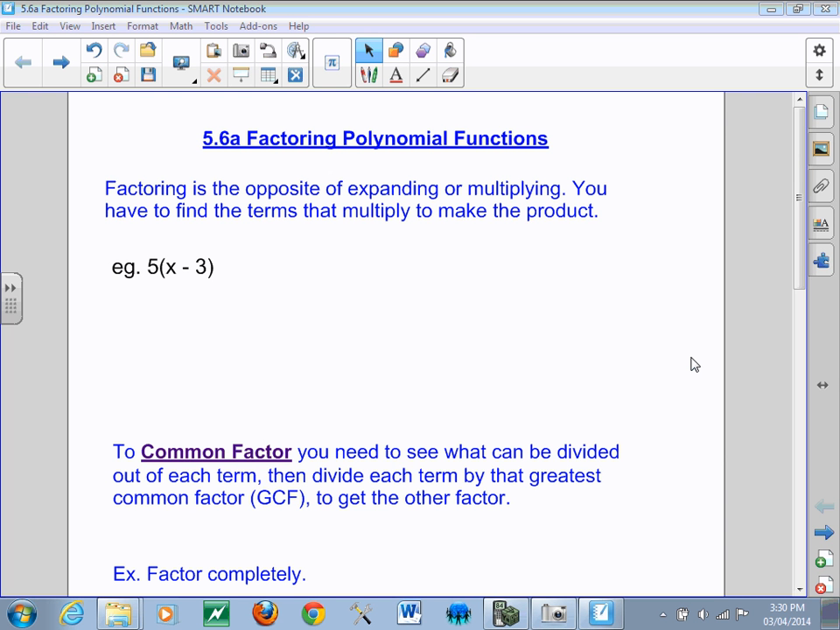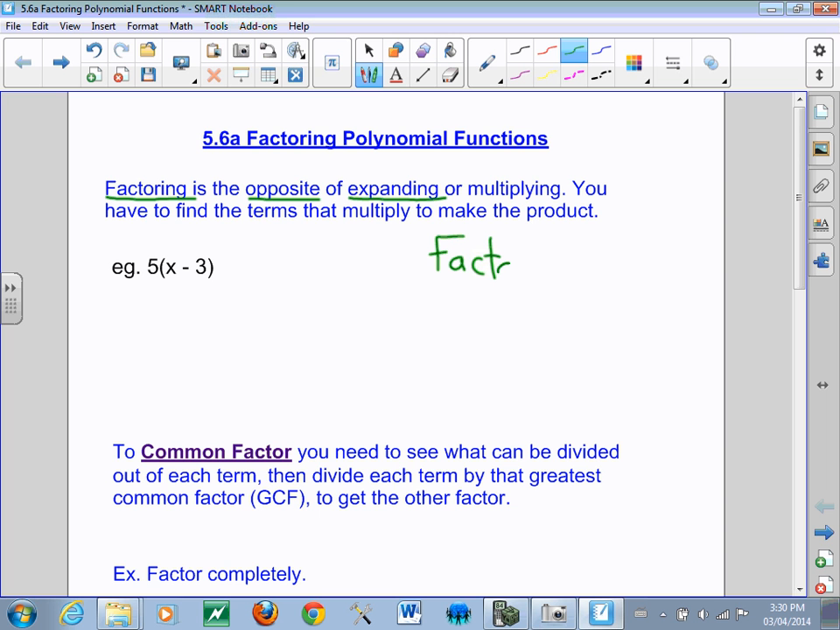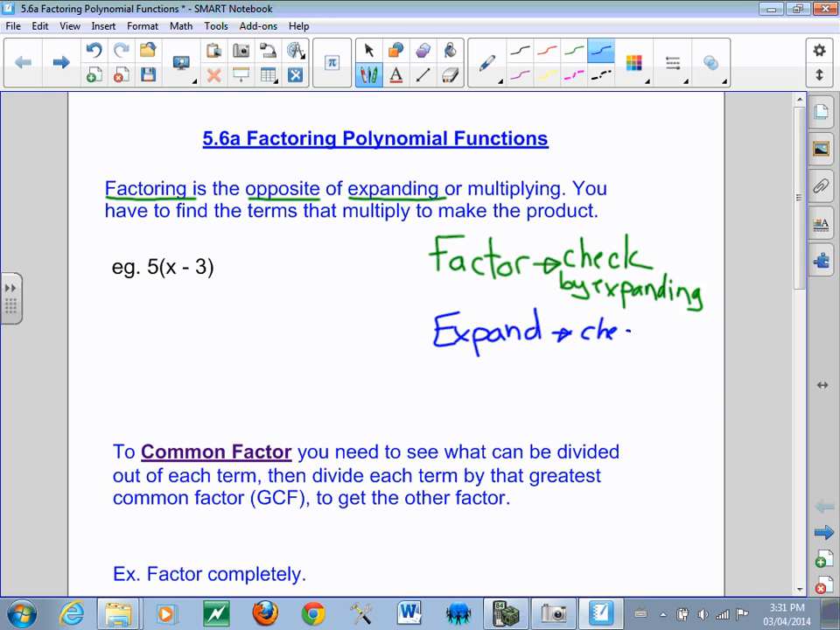So first of all, we want to talk about factoring, and remember that factoring is the opposite of expanding. So if I was asked to factor, I could check using expanding. So check by expanding. Likewise, if I was asked to expand, I could check by factoring, because these are opposite calculations.